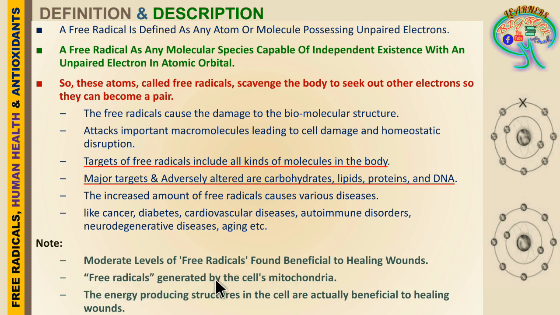Free radicals are generated by the cell's mitochondria. The mitochondria, the powerhouse of the cell, generate the ATPs, and they generate the electrons which are required for the metabolic activities. So the energy producing structures in the cell are actually beneficial to healing wounds. Whatever energy producing cells there are, they benefit the healing of wounds within the body.